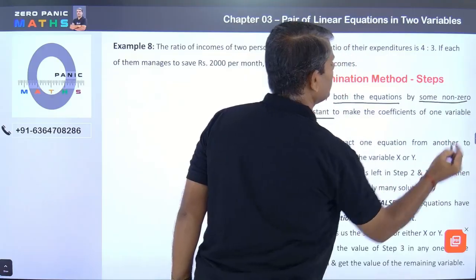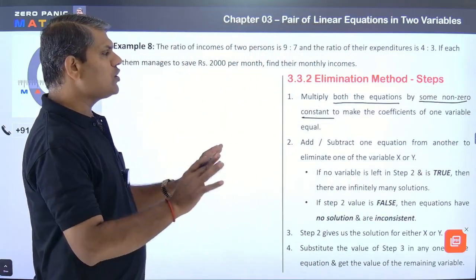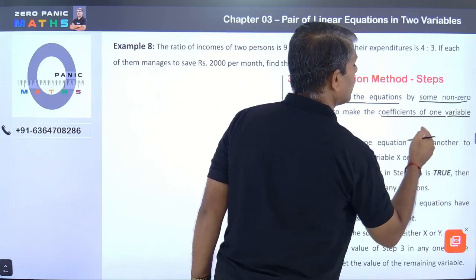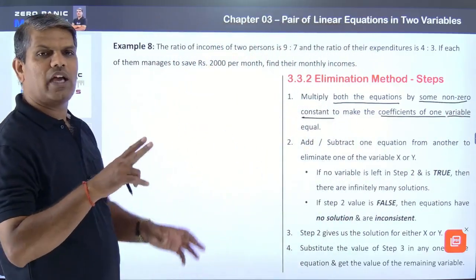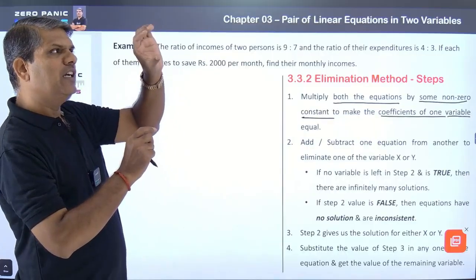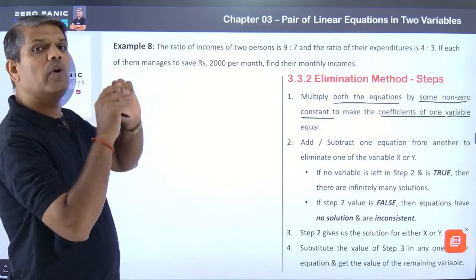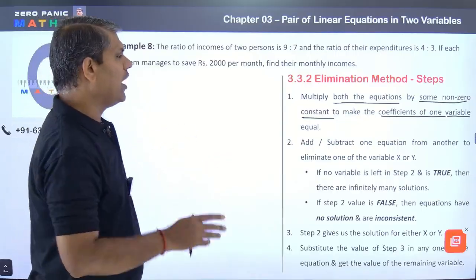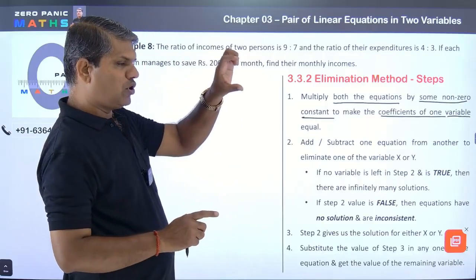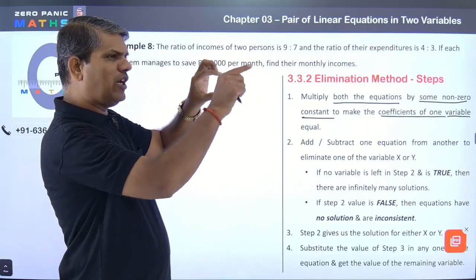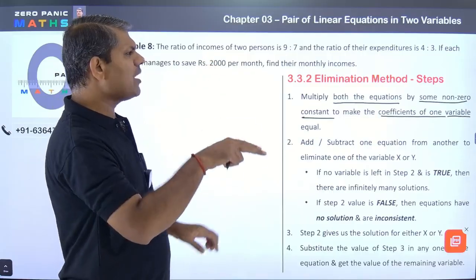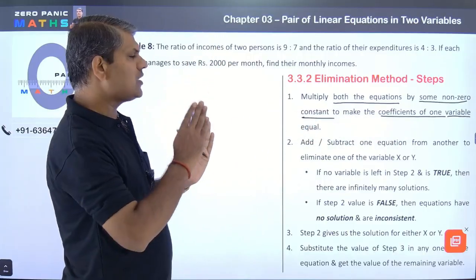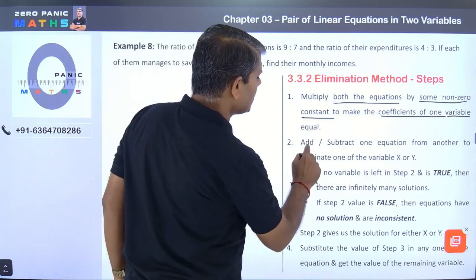They are saying we have to multiply by some non-zero constant, so that after multiplying, the coefficients of at least one variable, either x or y, in both the equations will become equal, so that we can eliminate that particular variable, either x or y. That is the first step. So what is the first step? Given the two linear equations, multiply either one equation or both the equations by some non-zero constant to make the coefficients of one variable, x or y, equal. That is the first step.